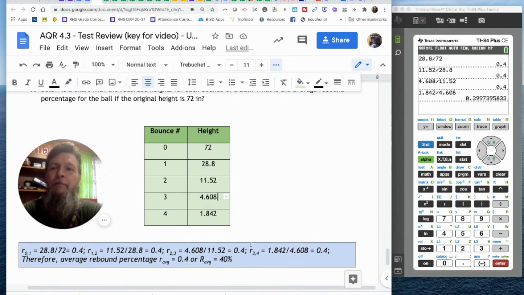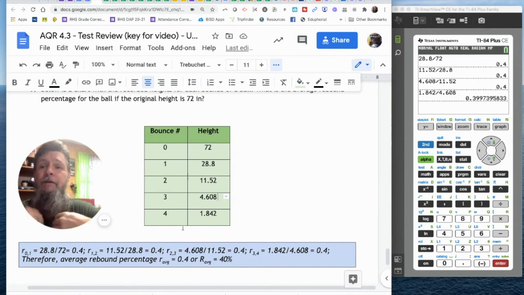The rebound percentage is 40%. So the way we would do that, if these were all different numbers, is we would add them all together and divide by the number of ratios we got. In this case, there are 5 heights, and the ratios between them, there are 4 of them. Adding 0.4 four times, 0.4 plus 0.4 plus 0.4 plus 0.4, gives 1.6. If you divide 1.6 by 4 values, you get 0.4, so 40%.